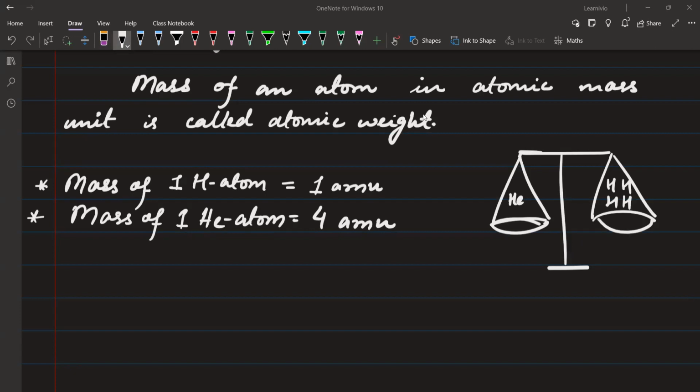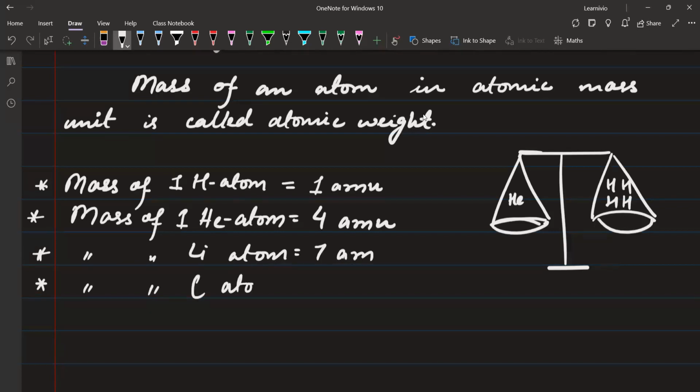Similarly, they did the same thing, and they calculated the mass of a lithium atom. That was 7 AMU. They measured the mass of, let us suppose, a carbon atom. This was equal to 12 AMU. They calculated the mass of an oxygen atom, and this was equal to 16 AMU, and so on.